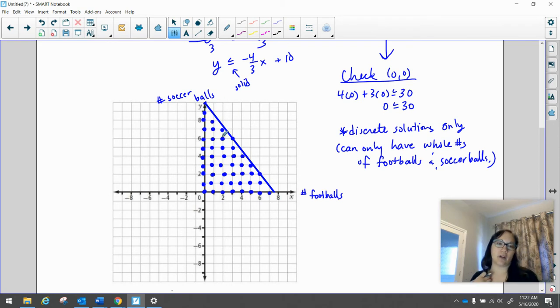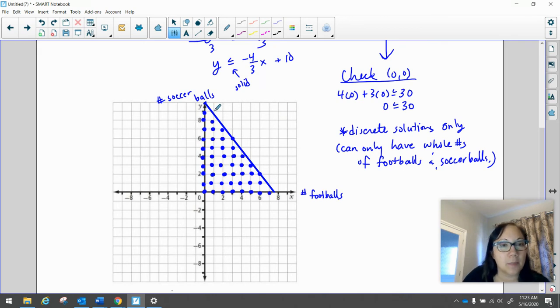So you'll sometimes see the dotted region and you'll sometimes see a shaded region. Now what that means is I should be able to select any of these points and it should make sense. So for example, this point is 2, 6, which means I could make 2 footballs and 6 soccer balls in less than 30 minutes. I could make 3 footballs and 6 soccer balls in less than 30 minutes. I can make 0 soccer balls and 0 footballs in less than 30 minutes. So those ones all make sense. Anything on the line works, but anything past the line does not.